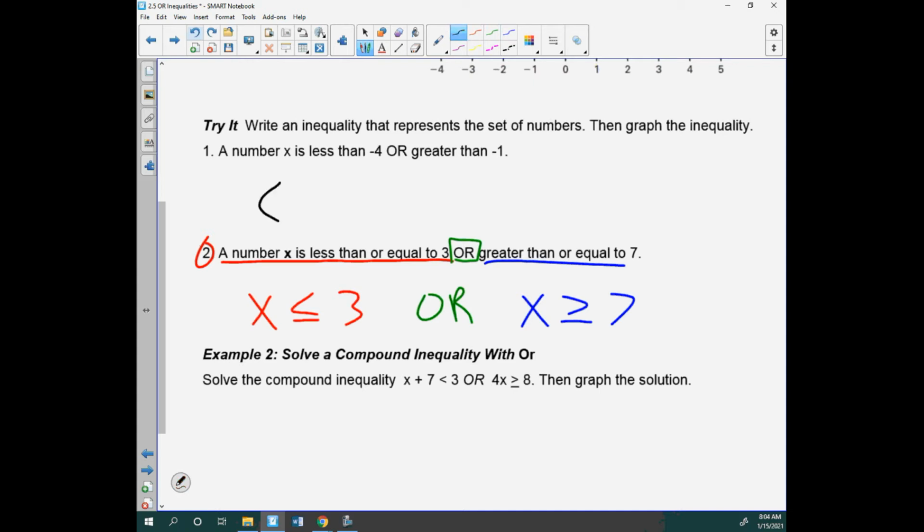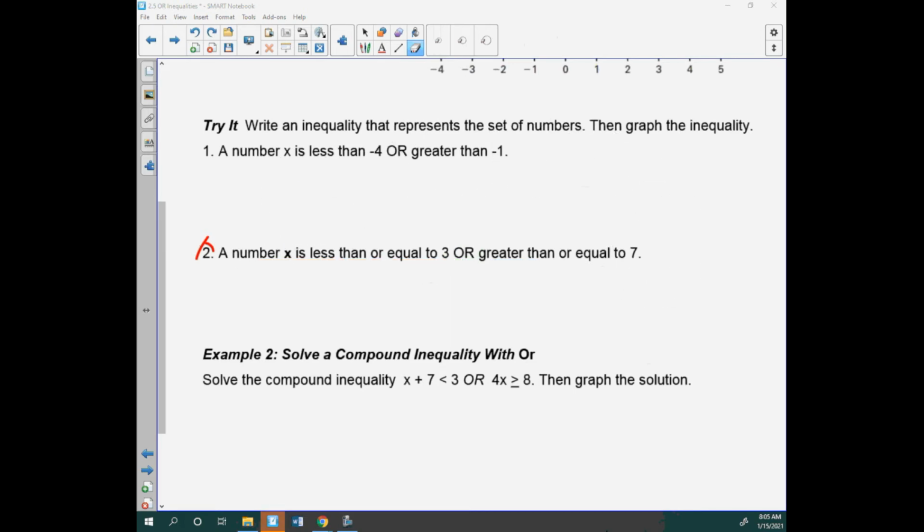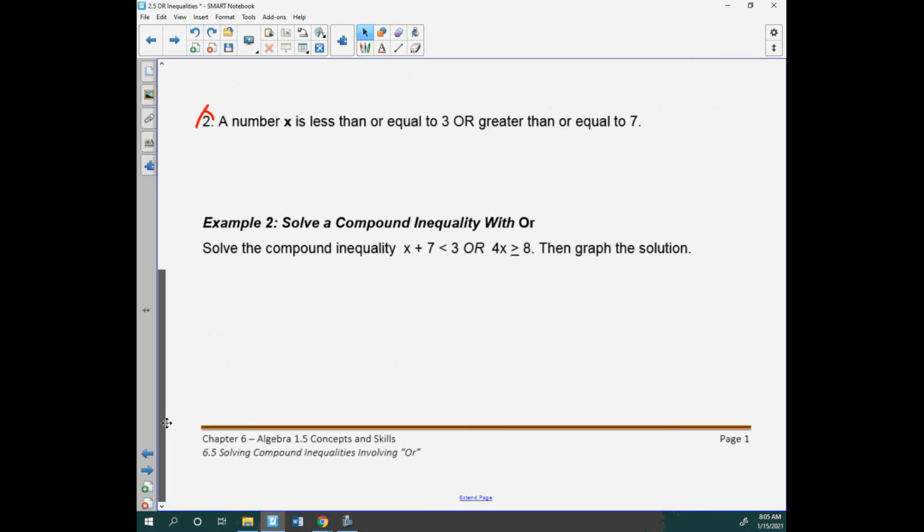I'll draw the graph up above here just so I have a nice clean room. Small number, big number, it's always going to be that way. And we should know, hey, it's going to be heading in opposite directions. So less than is that way, and greater than is this way. X is less than or equal to 3. Check. X is greater than or equal to 7. Check. Wrote them both down. We are done and moving on. Okay? Pause that, rewind that if you need to go slower. I'm trying to go fast just so we can get a bunch of stuff in here.